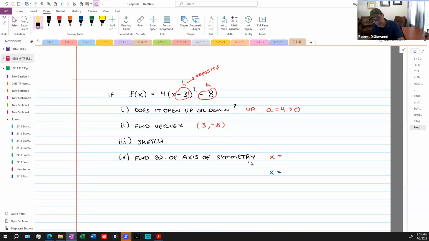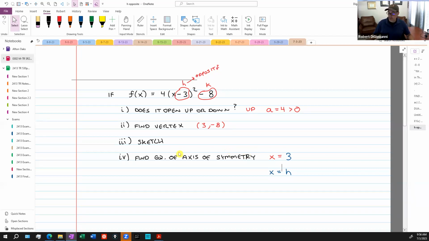So x equals, this will always be what h is. So in this case, it's 3. Are there any questions on that? So if you're given a quadratic function in vertex form, it's pretty easy to draw a picture.